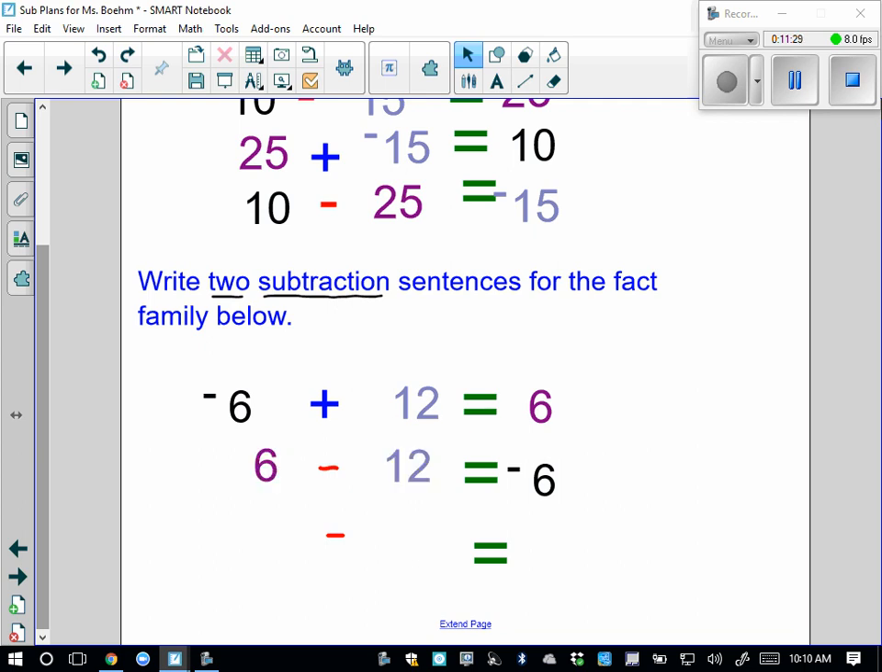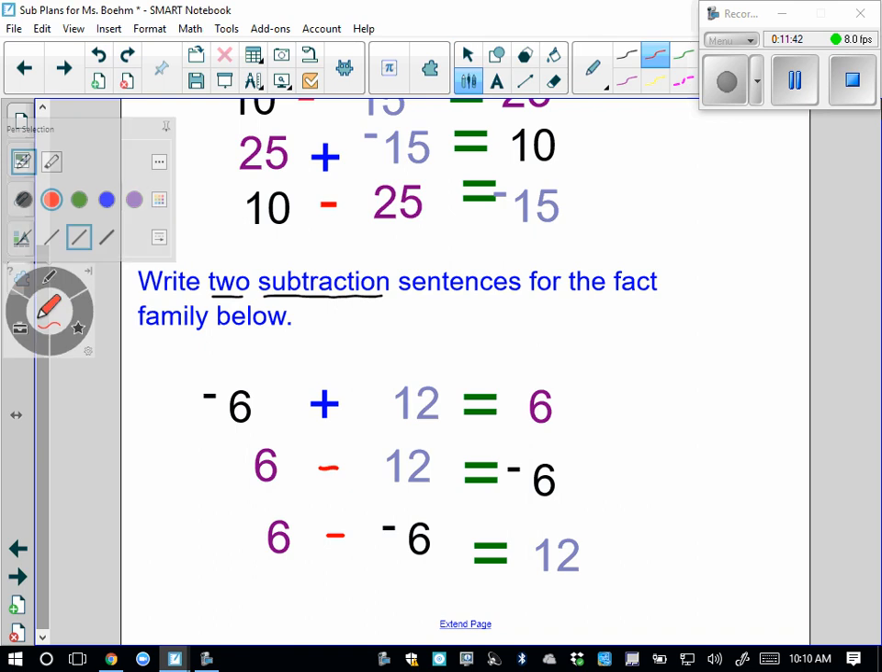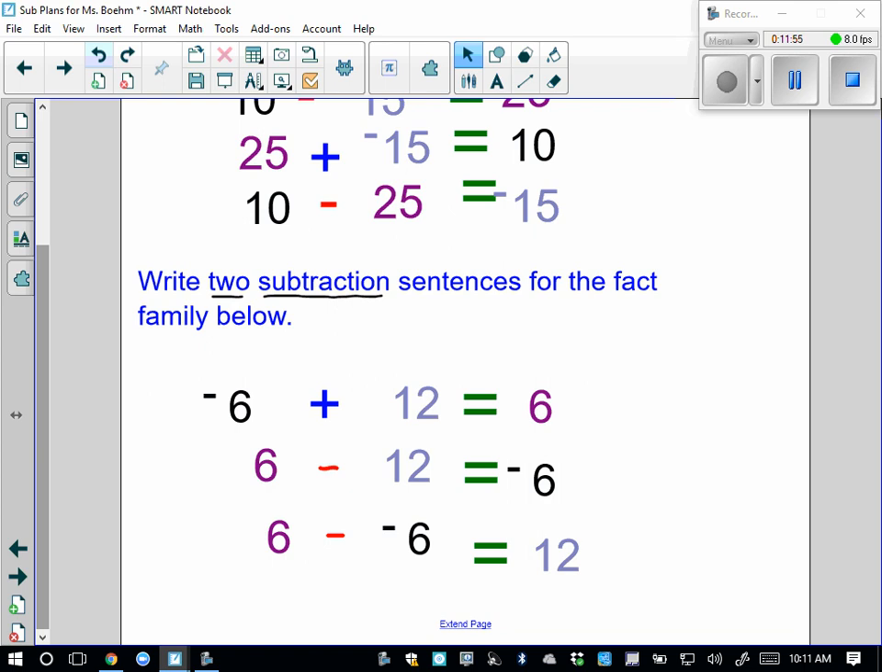And then Julian? I did 6 minus negative 6. So I'm hearing 6 minus a negative 6 equals 12. And that's true because subtracting is like adding the opposite, right? But I'm going to undo it just so we don't think that's the fact family. The fact family is right there. Thumbs up or thumbs down? Better? Yes. Okay, I'll post it. It's 11.